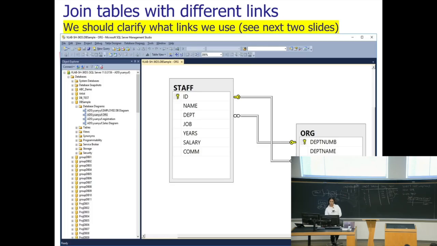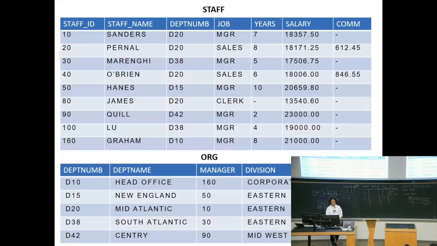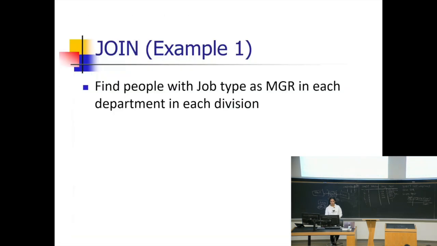And this is what I explained to you. For example, in the case of the staff and organization, we have two common fields or two common attributes to join the tables. We have to be careful with that because they give you different results. So let's say these are the two tables that we were talking about, right? And I want to find people with job type as manager in each department, in each division, okay?